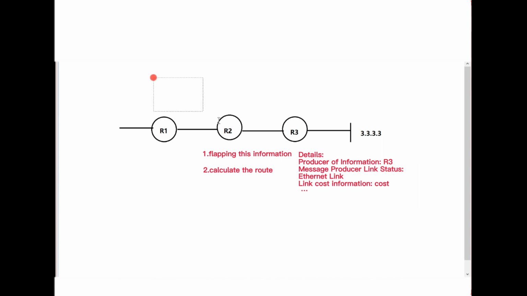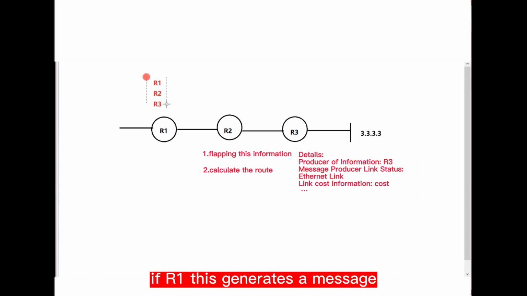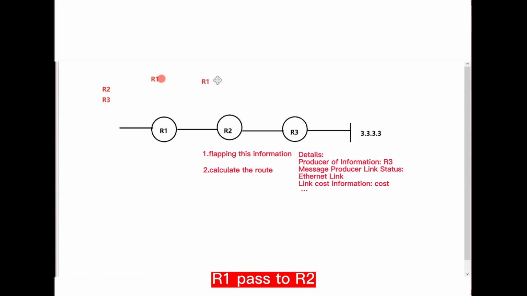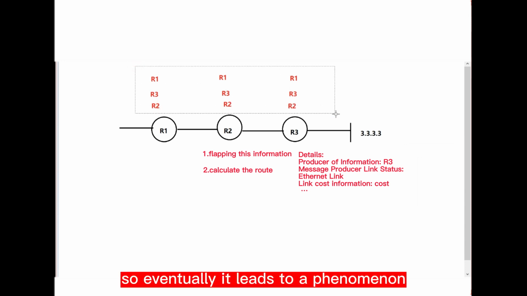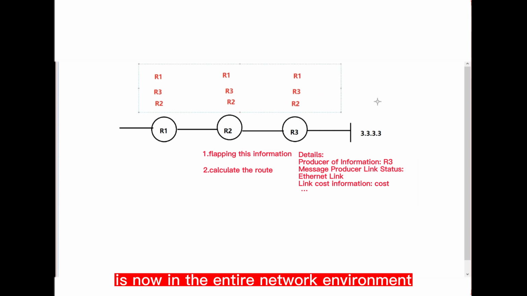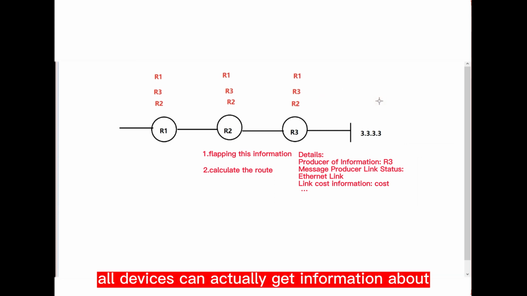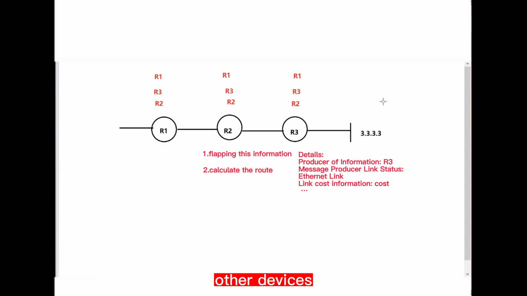That is, each device has all the information about R1, R2, and R3. If R1 generates a message, R1 passes it to R2, and R2 passes it to R3. If R3 has a message, R3 passes it to R2, and R2 passes it to R1. If R2 has a message, R2 passes it to R1 and also to R3. So eventually it leads to a phenomenon: in the entire network environment, all devices can actually get information about other devices.